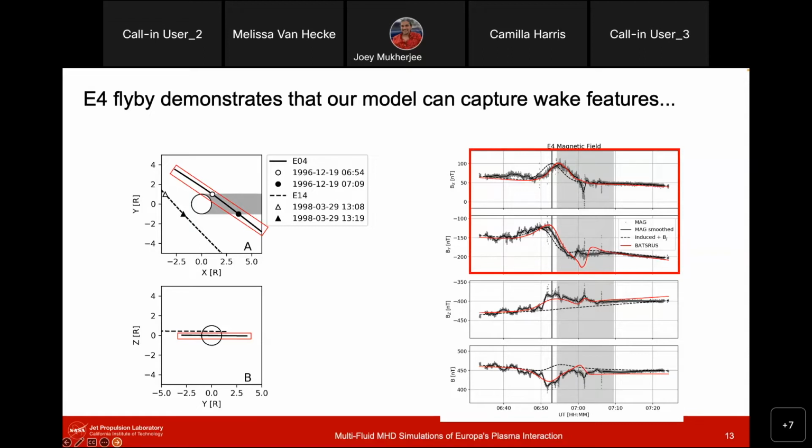And so what you can see is that the model and the data are basically showing that this induced magnetic field is just shifted downstream a little bit. And we've accurately captured that shift in the induced field. On the other hand, if we look at the Z component of the magnetic field, what we see is this decrease in magnetic field strength, which is pretty accurately matching what Galileo saw there. And so this gives me confidence that we can accurately model the plasma interaction in the wake.